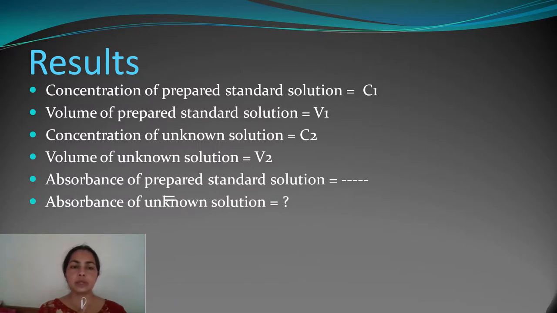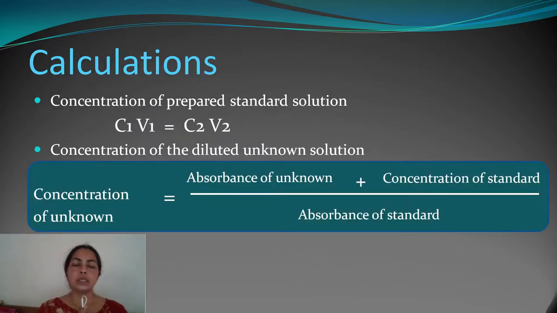Then the results will be recorded in the following manner. We will write down the concentration of the prepared standard solution, that is C1, then the concentration of unknown solution, that is C2, volume of prepared standard solution, that is V1, then volume of unknown solution, that is V2, the absorbance of the prepared standard solution that we will be getting, and similarly we will get the absorbance of the unknown solution. Then by using these results, we will further do the calculations.